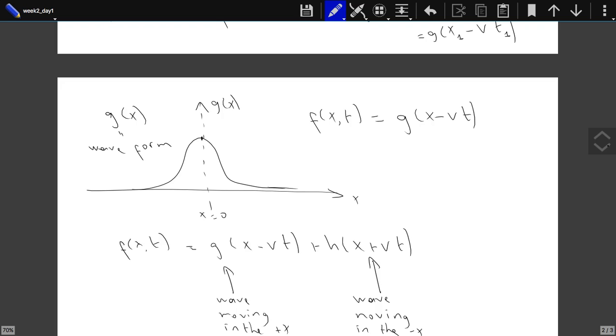Okay, any questions? Other questions? That's the definition of linear. So if we have a linear medium and you have any two solutions, their sum is again a solution.